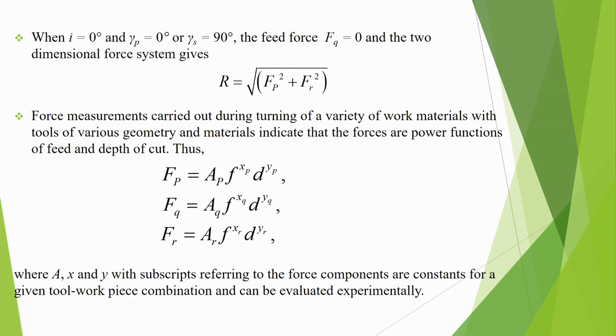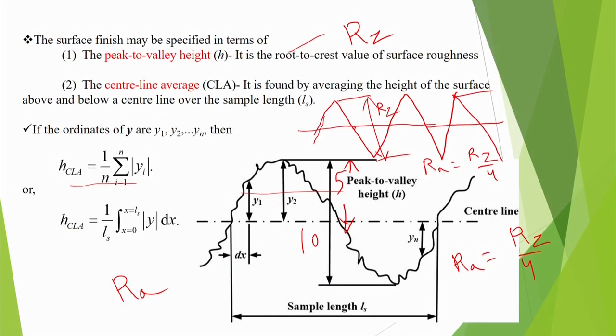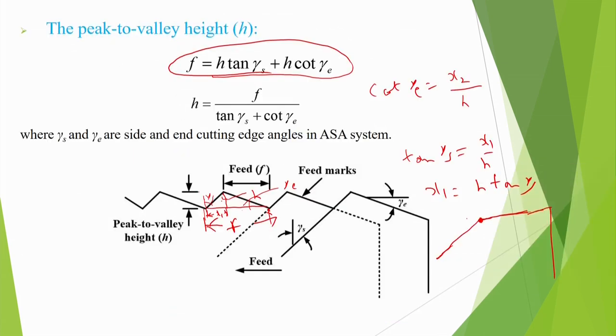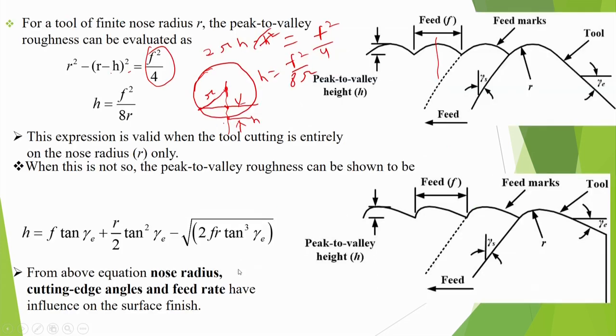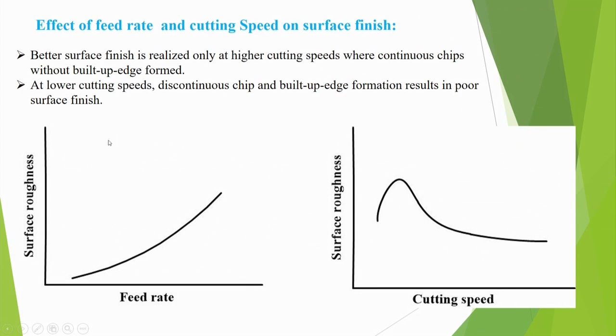If speed increases, generally the forces decrease, because there is no built up edge formation, it is somewhat fast, friction is also less. So some difference is there, maybe 10%, 20%, but that I am not taking into account. Similarly, in these ideal expressions the depth of cut is not coming into picture, only the feed is coming into picture and cutting speed, but actually they also will have some effect. Experimentally we have seen better surface finish is realized only at higher cutting speeds, because at that time built up edge will not form. Continuous chip without built up edge is formed at higher speed, while at lower cutting speed discontinuous chip and built up edge formation result in poor surface finish.